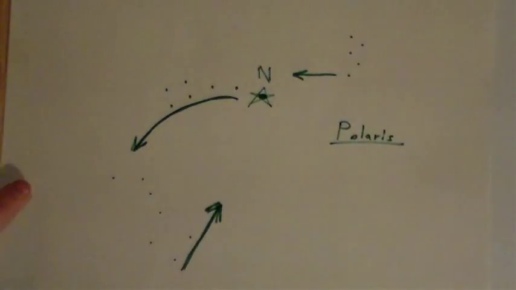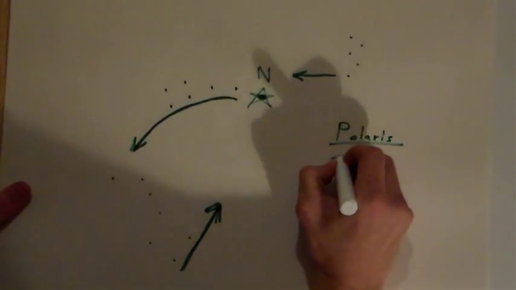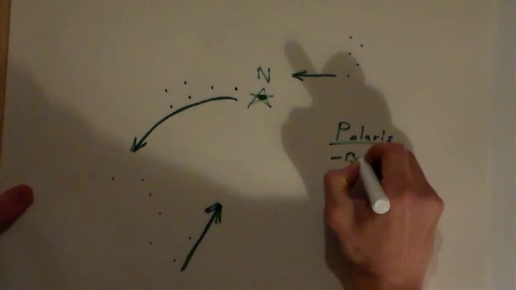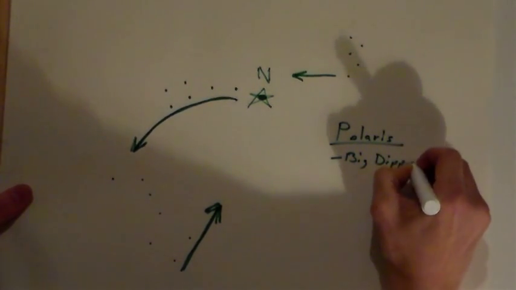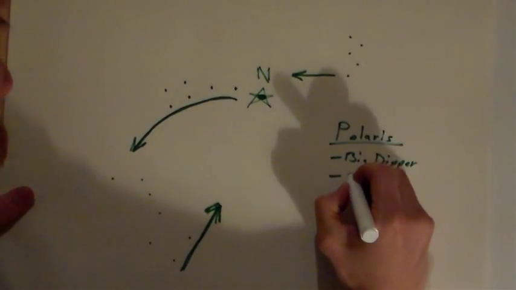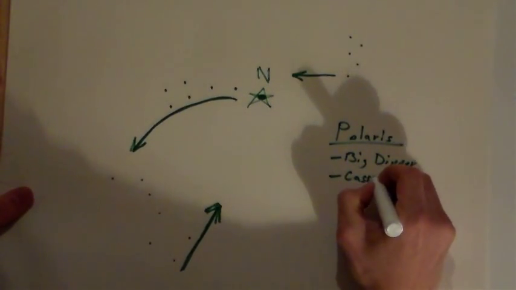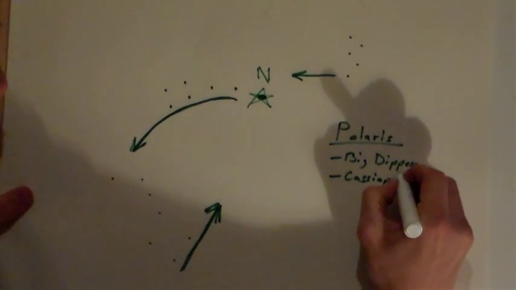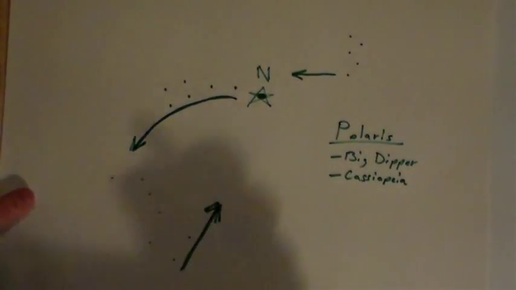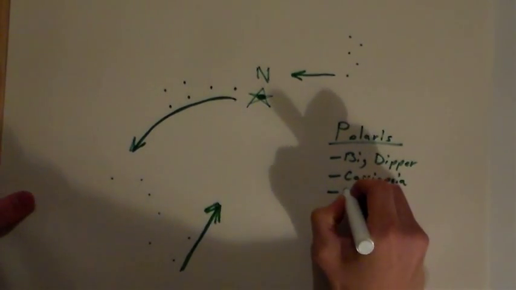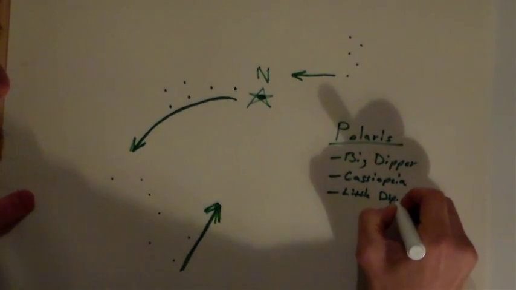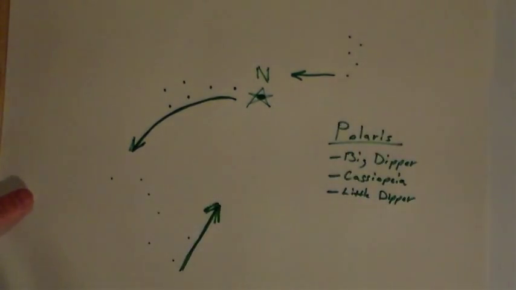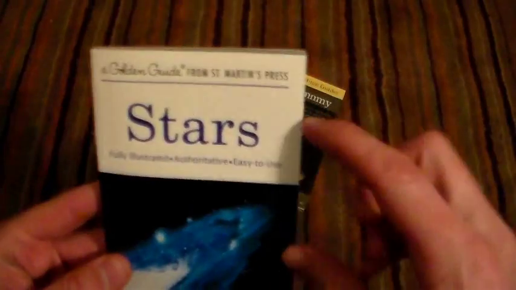look at Polaris, the North Star. You use the Big Dipper, or you can use Cassiopeia, or you can use its own Little Dipper. Yeah, so a really good book for this technique is The Stars Guide by Golden Guide.